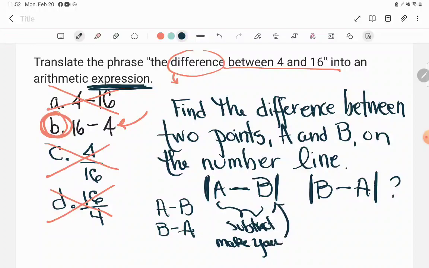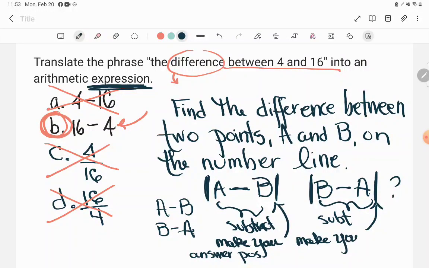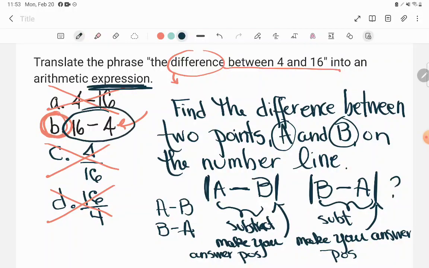See how the subtraction's in the middle? Remember, we go inside to outside. We do groupings first in math. So we're going to subtract and make our answer positive. Same thing here. Subtract, make my answer positive. And that is why I absolutely need absolute value bars when my numbers are unknown, but I don't need absolute value bars when my numbers are known because I can kind of cheat by putting the bigger number first.